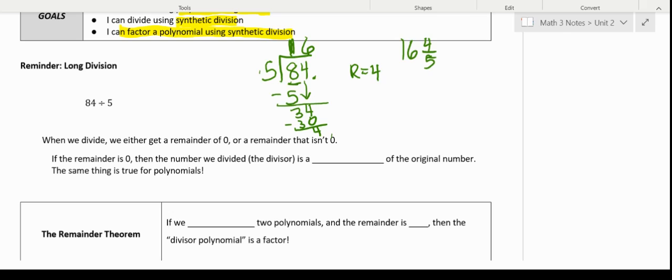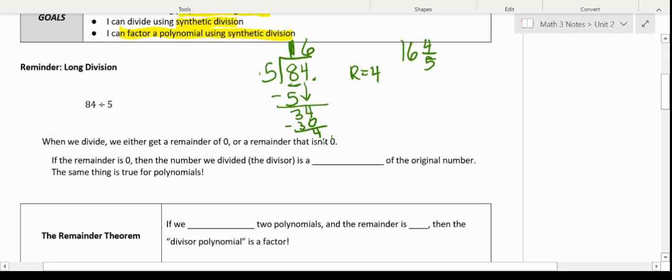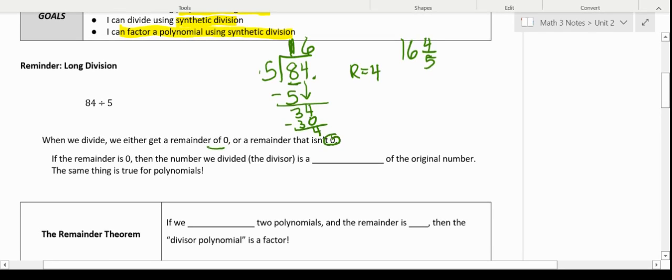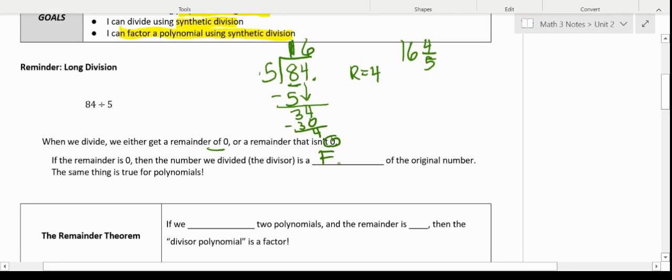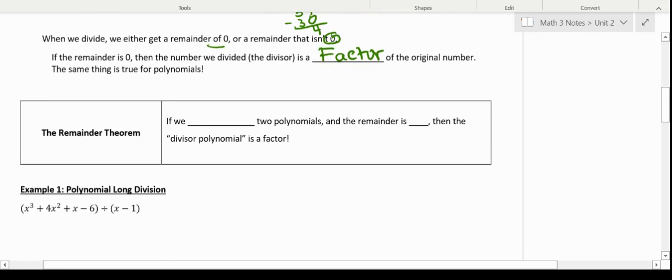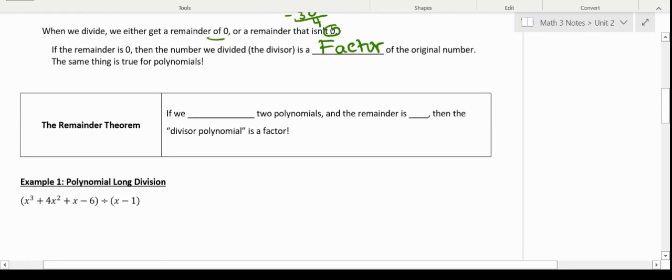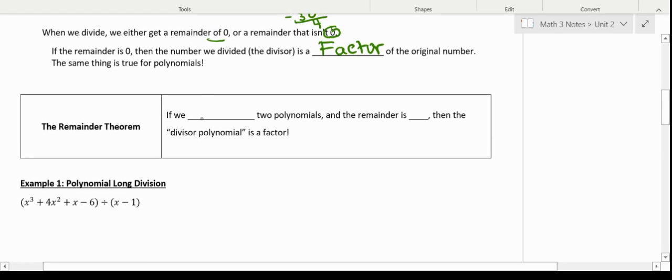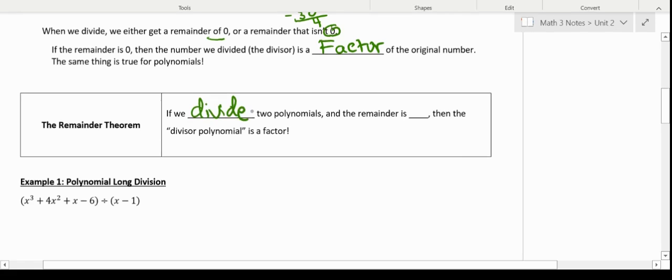So that same idea falls when we talk about factoring. When we get a remainder of 0, that means the divisor is a factor. So for example, 5 is not a factor of 84, but 2 wouldn't have given us a remainder. It would be a factor. The same thing is going to be true for a polynomial. So we use something called the remainder theorem, which basically says if I divide 2 polynomials and the remainder is 0, then we have something that's a factor.